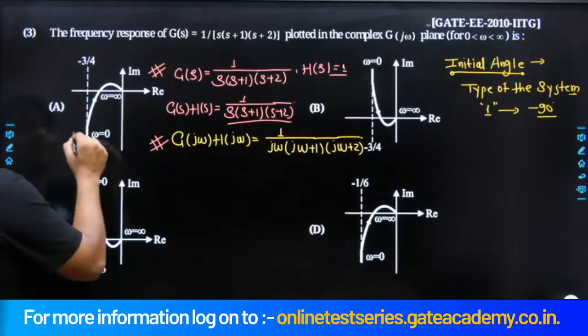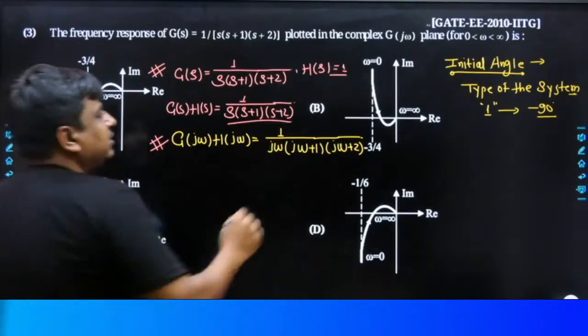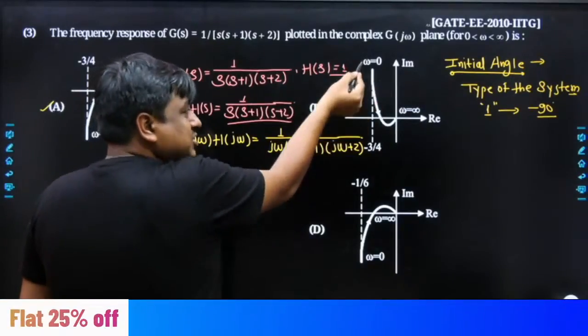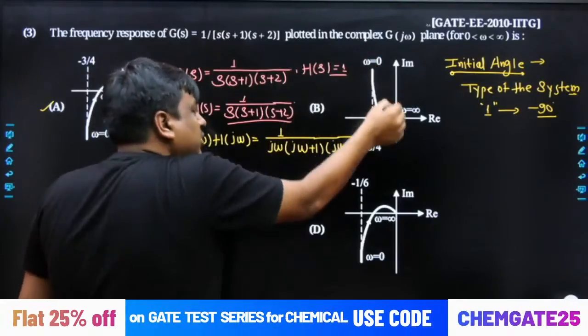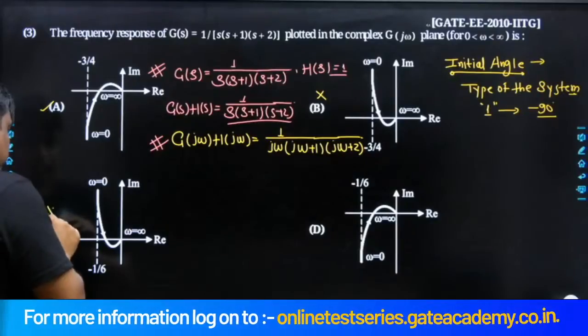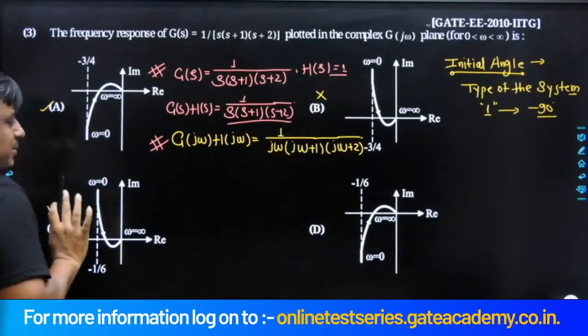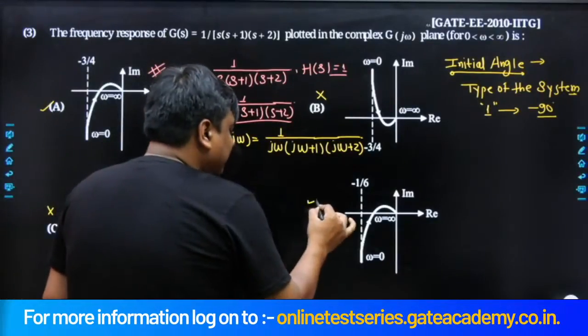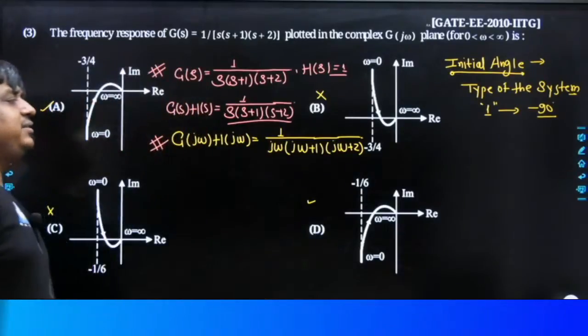Obviously, this has the initial angle as minus 90. This one has the initial angle as how much? Plus 90, or you can say minus 270. B is ruled out. The initial angle is plus 90 or minus 270, so it is ruled out. So obviously, you are left with A as well as D, where the initial angle is minus 90.